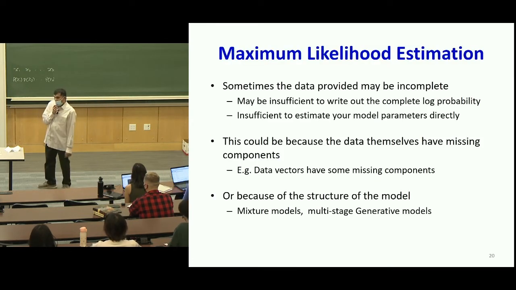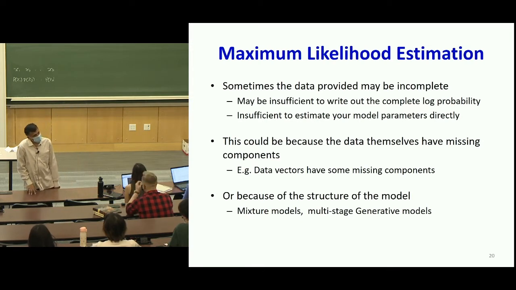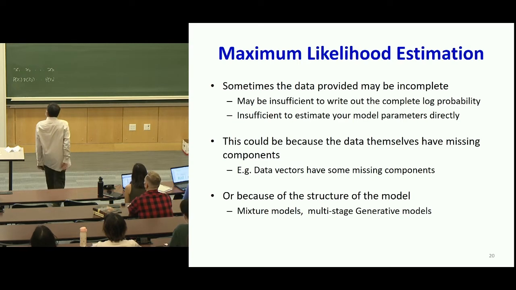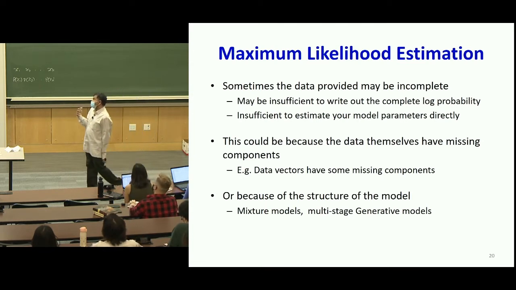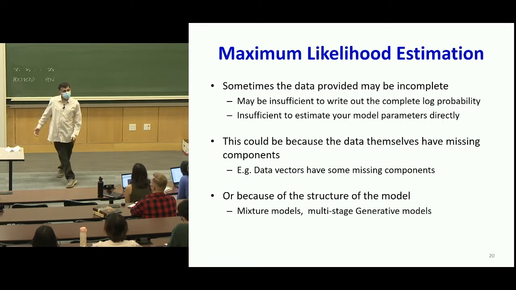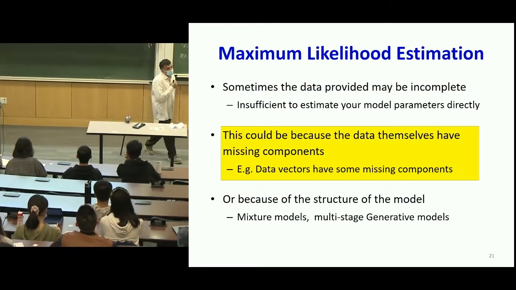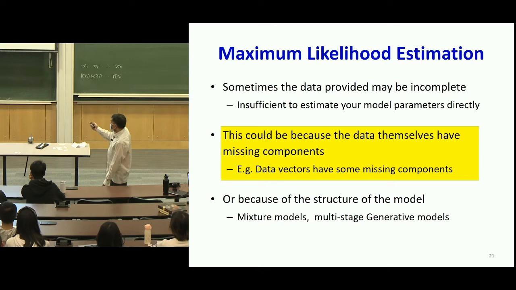So now here is the problem we're actually going to run into today and in the next class. The problem is that sometimes the data provided may be incomplete. They may be insufficient to write out the complete probabilities. So in this case, you cannot estimate your model parameters directly using the data. This could be because the data themselves have missing components, or because you're missing some information about how the data were produced. So let's take a look at the two cases. The first one is where the data themselves have missing components.